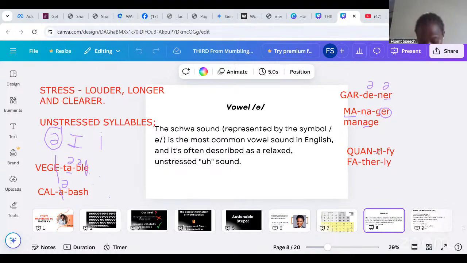Quantify. In the word quantify, remember I said that when you're reducing a vowel, you can reduce it into any of these 3 sounds. So in the word quantify, the I is reduced into A. Quantify, instead of a schwa. It is reduced into A sound. Quantify. Fatherly, etc.